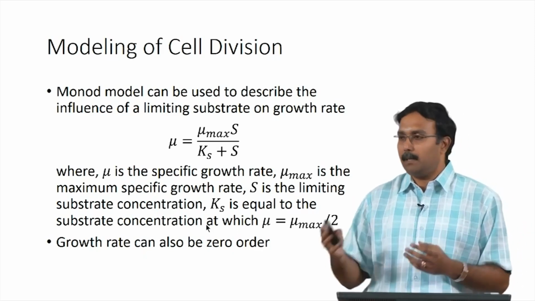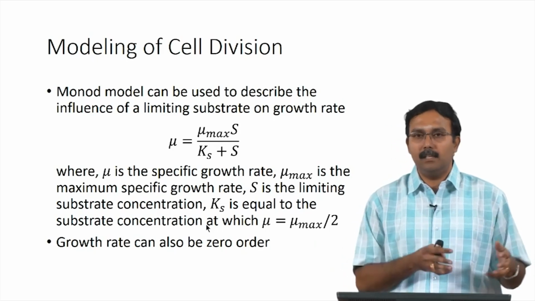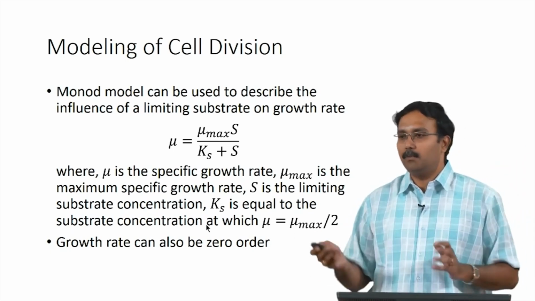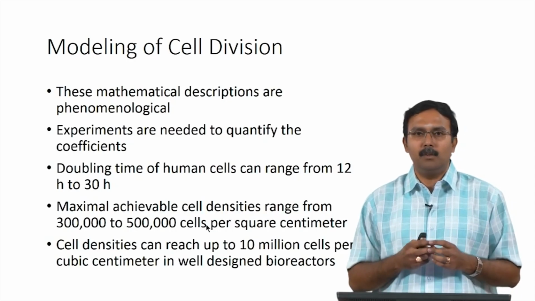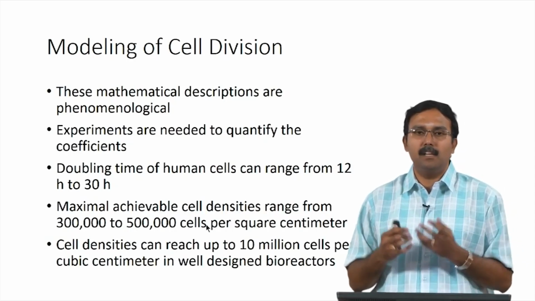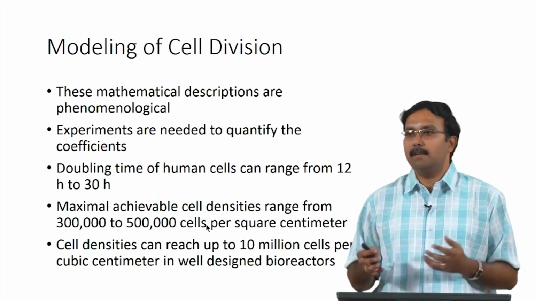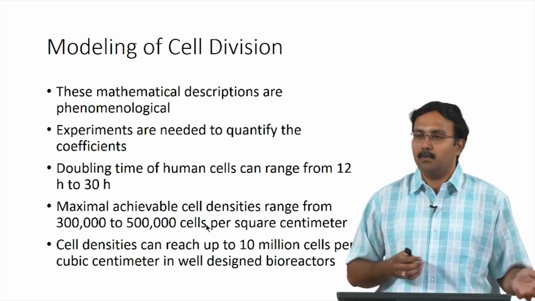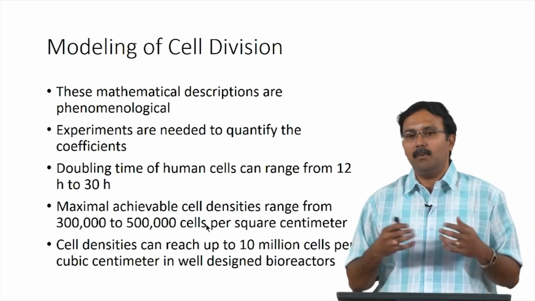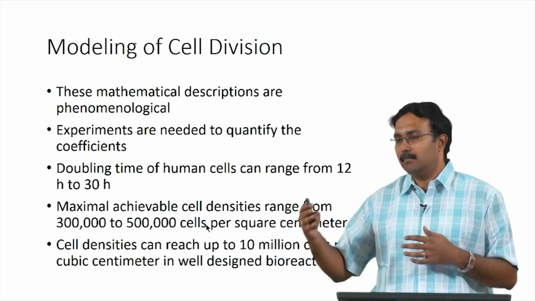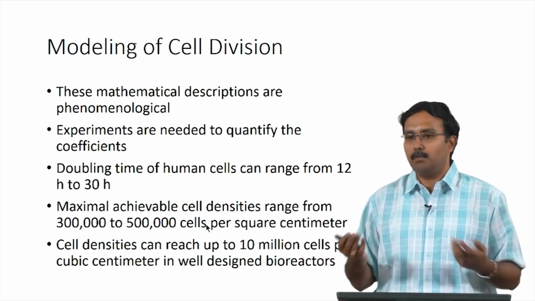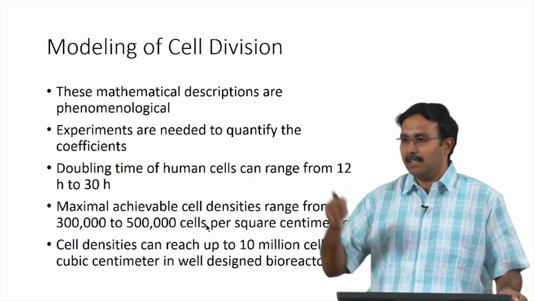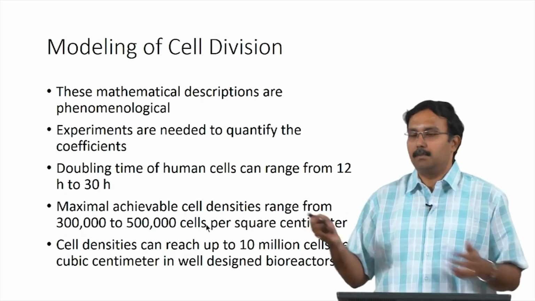So growth rate with respect to mammalian cells does not always have to be first order like what we started with. Growth rate can also be 0 order, and you might have to model it appropriately. Okay. So whatever mathematical description we have is completely phenomenological, and you would need experiments to quantify these coefficients. And in general, the doubling time of human cells can range anywhere from 12 hours to 30 hours. So 12 hours would be for progenitor cells, and as you have cells which are less proliferative, you will have increased doubling time. There can also be cells with much larger doubling time, but those are exceptions.